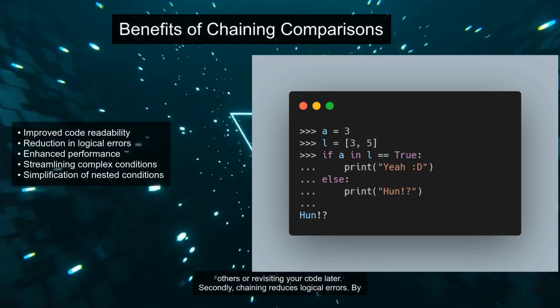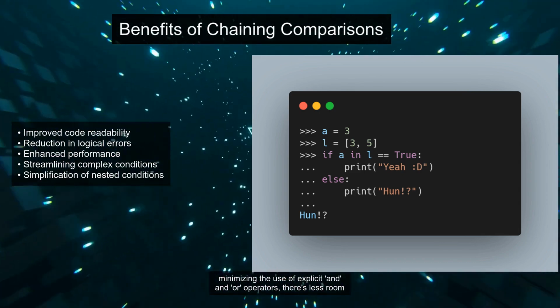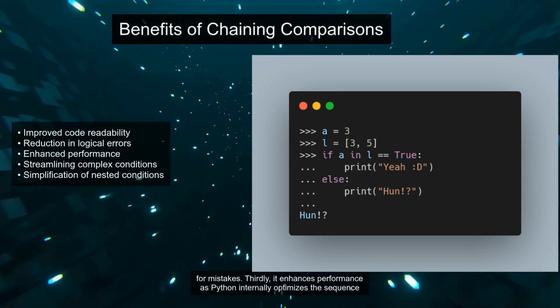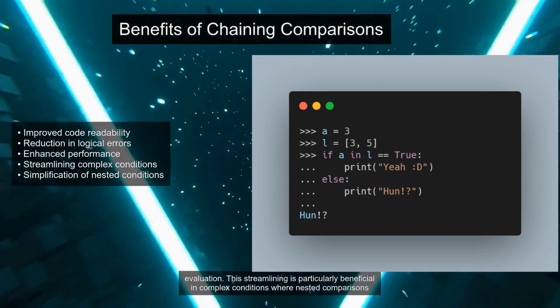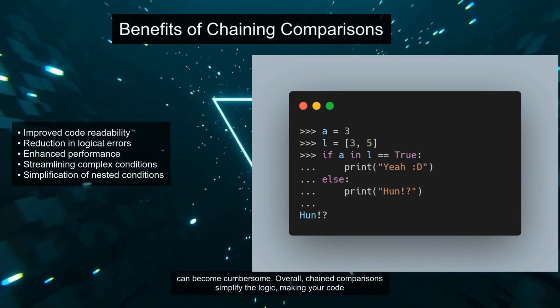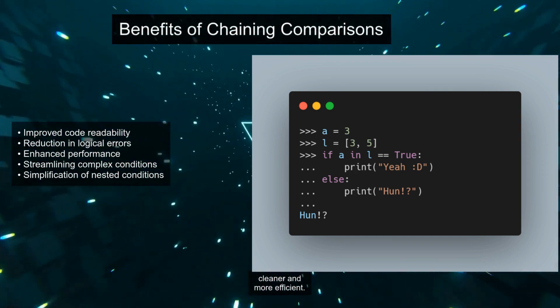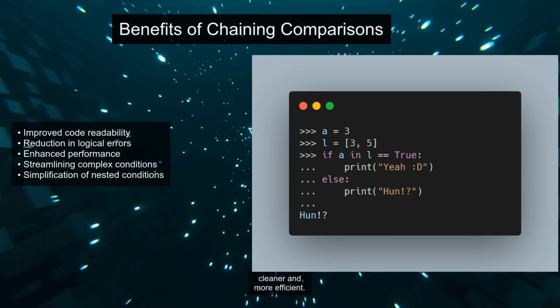Secondly, chaining reduces logical errors. By minimizing the use of explicit and or operators, there's less room for mistakes. Thirdly, it enhances performance as Python internally optimizes the sequence evaluation. This streamlining is particularly beneficial in complex conditions where nested comparisons can become cumbersome. Overall, chained comparisons simplify the logic, making your code cleaner and more efficient.